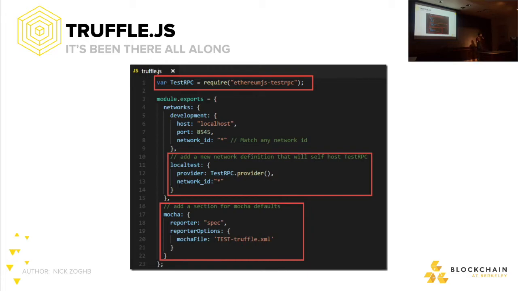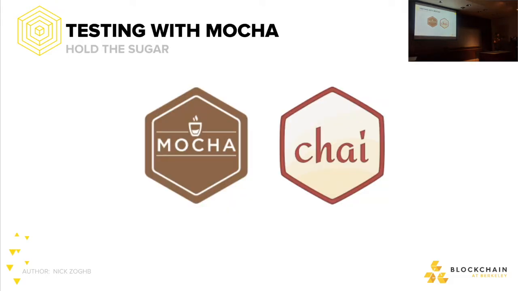Testing happens with Mocha. Who's familiar with the Mocha framework? 3 people in the room. Okay, that's bad, but also it's good. You can learn best practices straight off the bat. And then Chai is used for assertions. It's not too important, but we can also get into it.